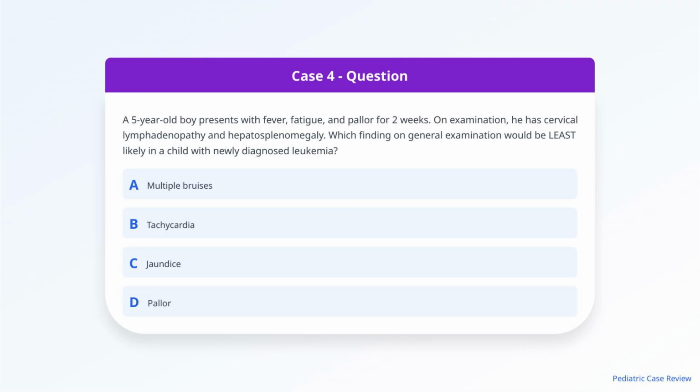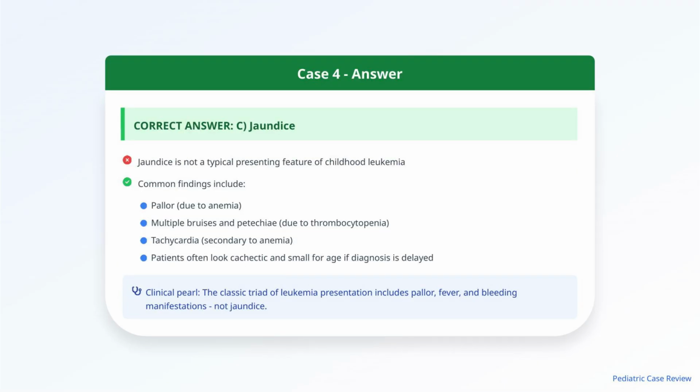Now for our fourth case. A 5-year-old boy presents with fever, fatigue, and pallor for 2 weeks. On examination, he has cervical lymphadenopathy and hepatosplenomegaly. Which finding on general examination would be least likely in a child with newly diagnosed leukemia? A. Multiple bruises. B. Tachycardia. C. Jaundice. D. Pallor. The correct answer is C.